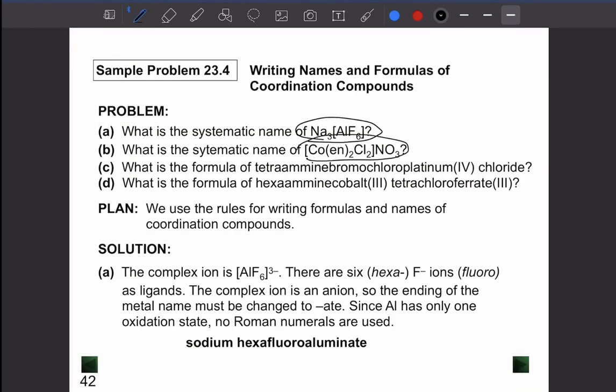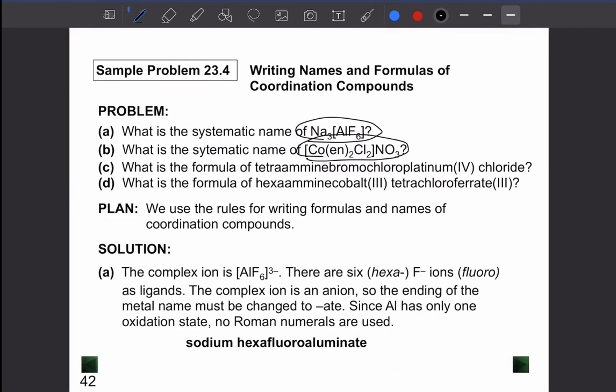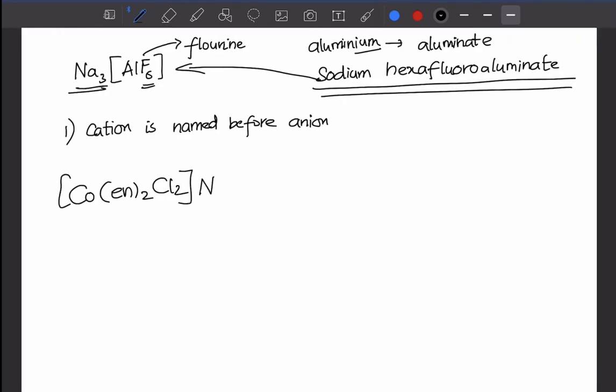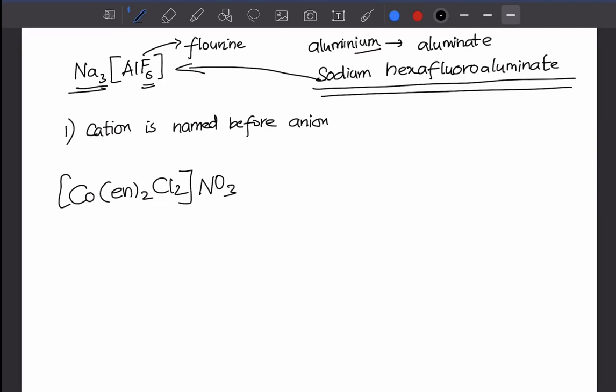Next, let's try another one, which is [Co(en)2Cl2]NO3. So this is the compound that is given. Now we know that this is the anion and this is the cation. So always we name the cation first. In terms of the cation, we have cobalt, ethylene diamine, and Cl2. Notice that en represents ethylene diamine.